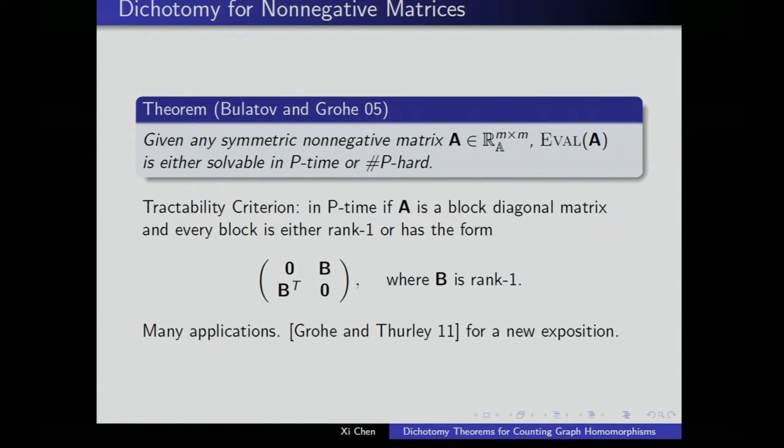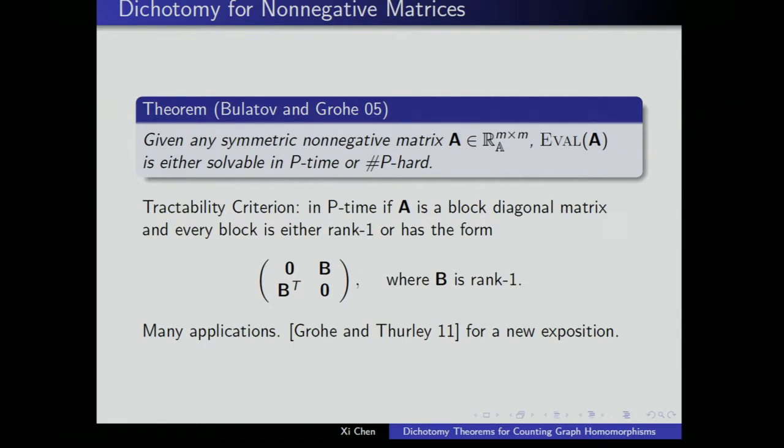And this is the tractability criterion of their theorem. It's probably the most natural generalization of the dichotomy criterion of Dyer and Greenhill. It says that A gives us a polynomial time case if and only if A is, first of all, a block diagonal matrix, and every block is either a rank 1 matrix or has this form: a 2 by 2 matrix, the diagonals are zeros, and the 1, 2 block is a rank 1 matrix. So these are all the tractable cases.